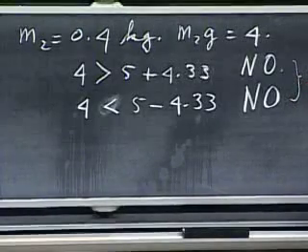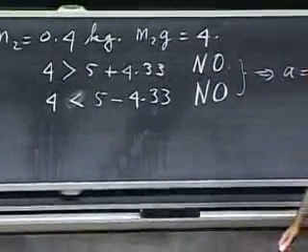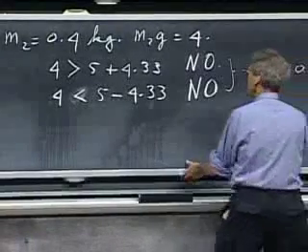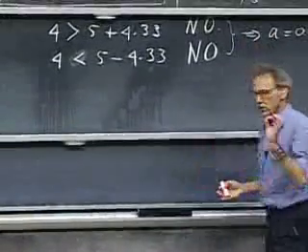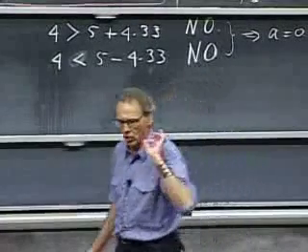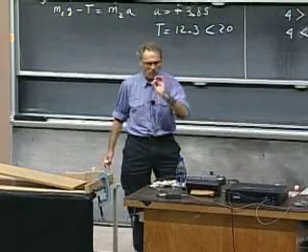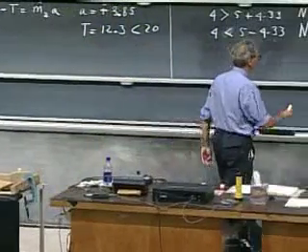Conclusion is A is 0. The object will not be accelerated. And the frictional force is going to adjust along the x direction so that the acceleration indeed is 0. How does the frictional force do that?